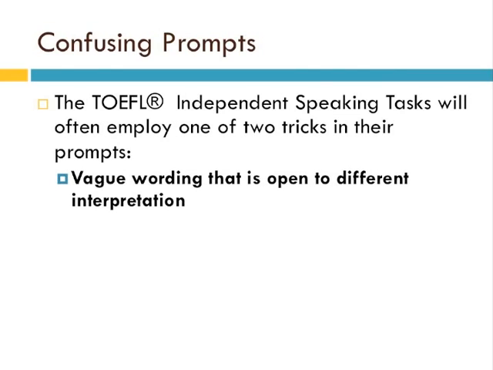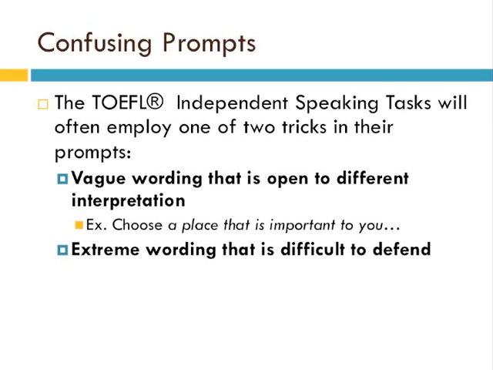First off, they will include vague wording that is open to different interpretation. So, for example, it said, choose a place that's important to you. But notice they don't specify what kind of place. Is it a country, a city? Can I choose a place in my own town? What about a place in my house? It doesn't really say.